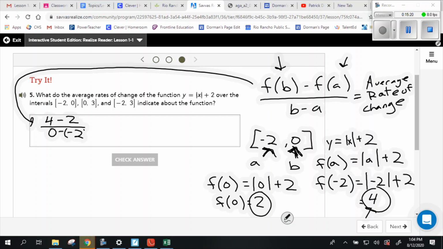What does this say about the function? It says that on the interval from -2 to 0, it's increasing, right? Because my average rate of change is positive. If we had -2, then we could say that the average rate of change is -2, and that means that the function is decreasing over that interval. So I'm going to go ahead and skip over doing 0, 3, and -2, 3, and just get you that example as it stands.